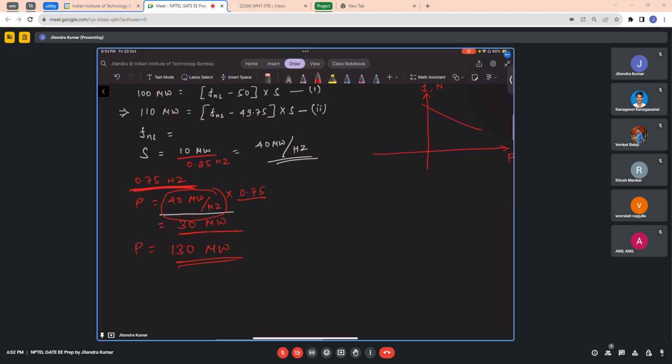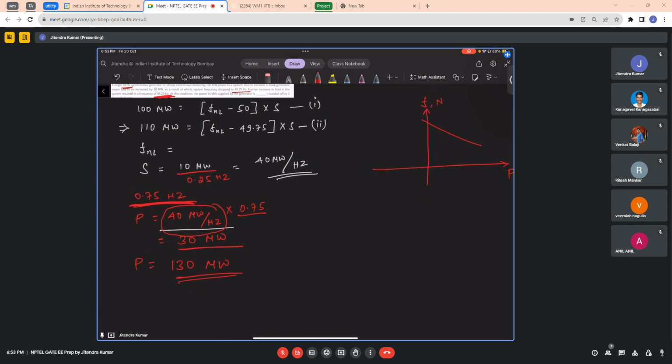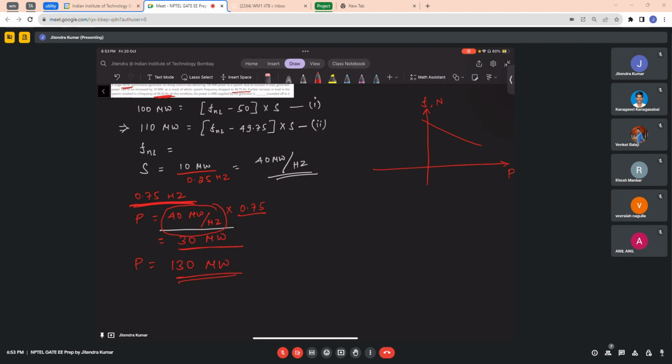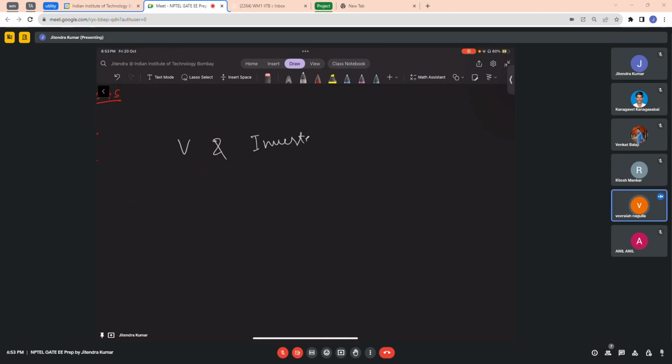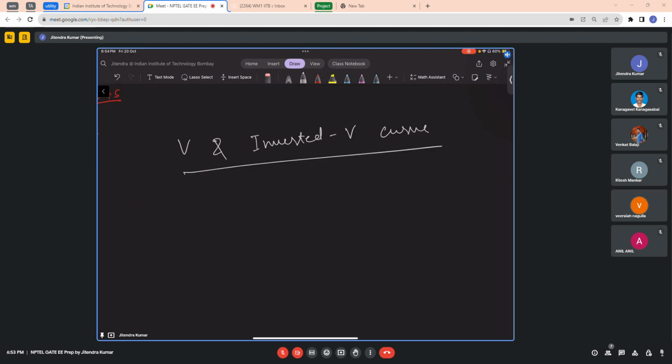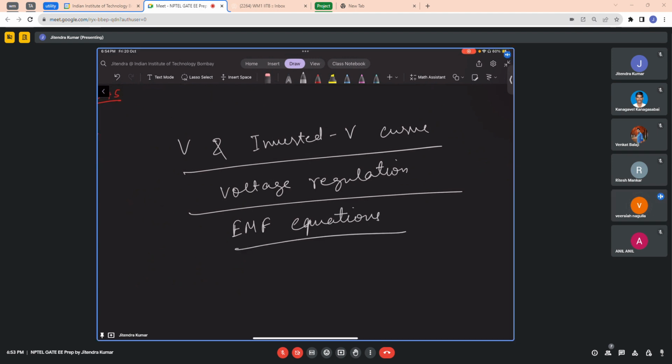Fault analysis is part of power systems. I was asking specifically related to synchronous machines as of now. Related to V and inverted V curves, that is a very good topic. Problems on voltage regulation of synchronous machines. And the EMF equation of synchronous machine, how to calculate the distribution factor and pitch factor. Okay, I will keep these three topics in focus.